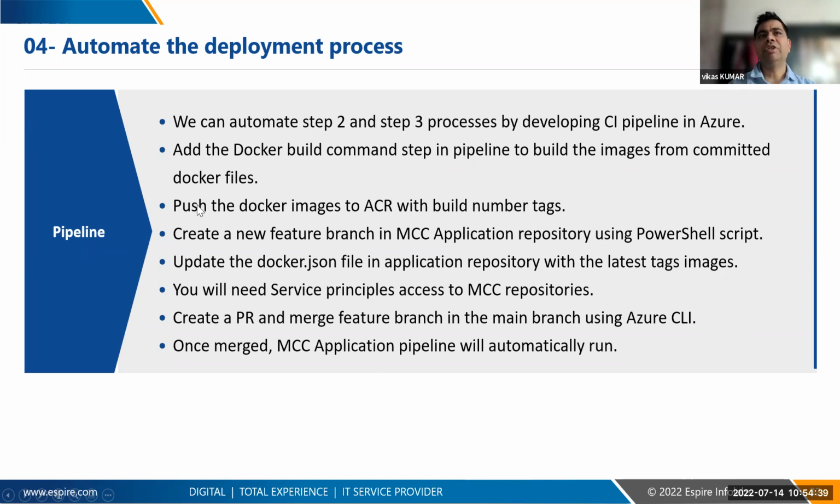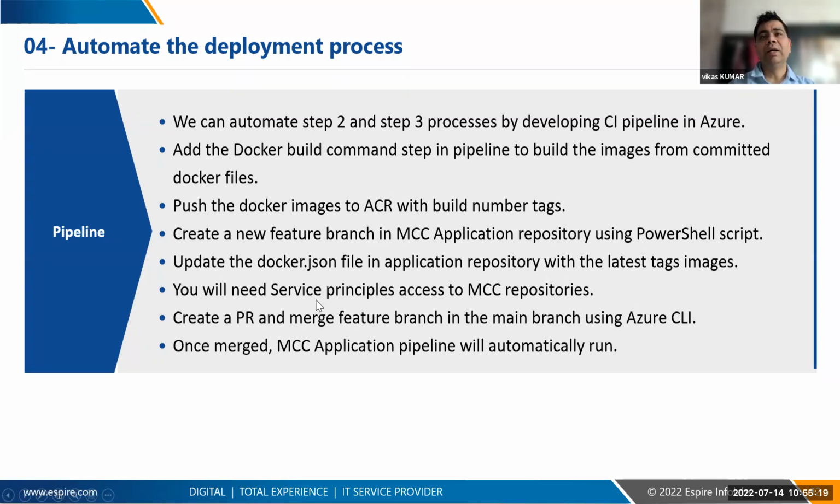The important thing, as mentioned here, is that the Docker image needs to be pushed into the ACR with build number tags. That could be your release number, or you need a way to increment this number. We need to create a new feature branch for the MCC application repository in Sitecore to update our Docker JSON file. That acts as a trigger with this number that triggers the Sitecore pipeline to deploy our Docker image from the container registry to the AKS.